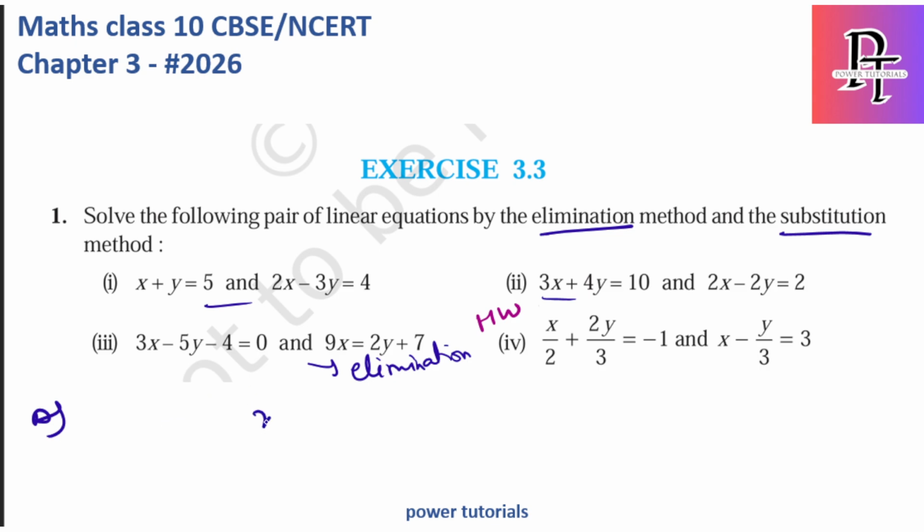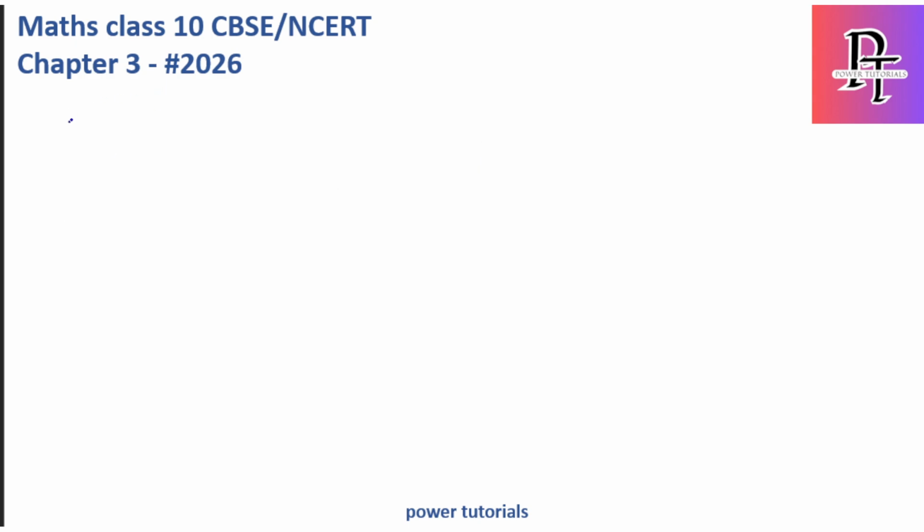What is the first equation? x plus y is equal to 5. The second equation, 2x minus 3y is equal to 4. Let's solve first using elimination.